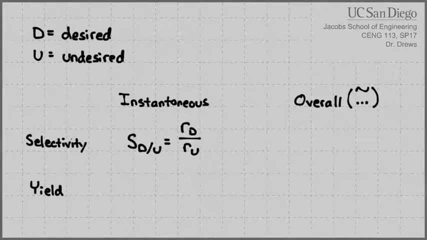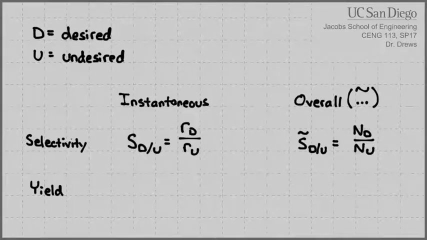The overall selectivity, which gets a little squiggle, is equal to the moles of the desired over the moles of the undesired when the reactor is done. Either at some particular time when you just say, I'm going to take everything out after 100 minutes or something like that, or whatever that final time happens to be, that's your selectivity.